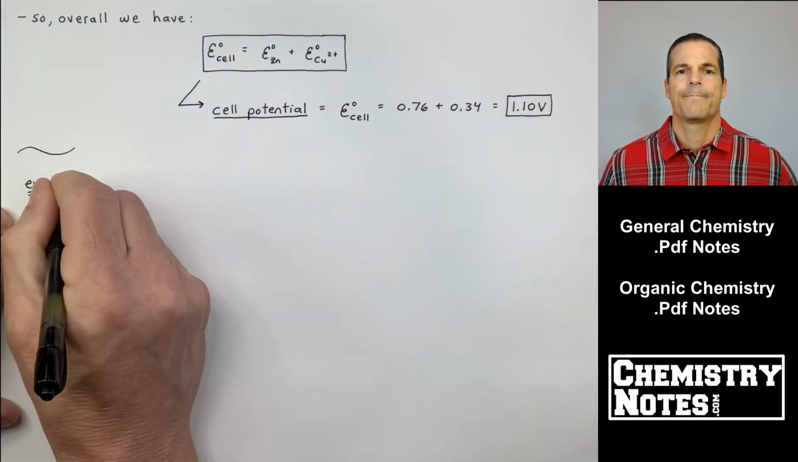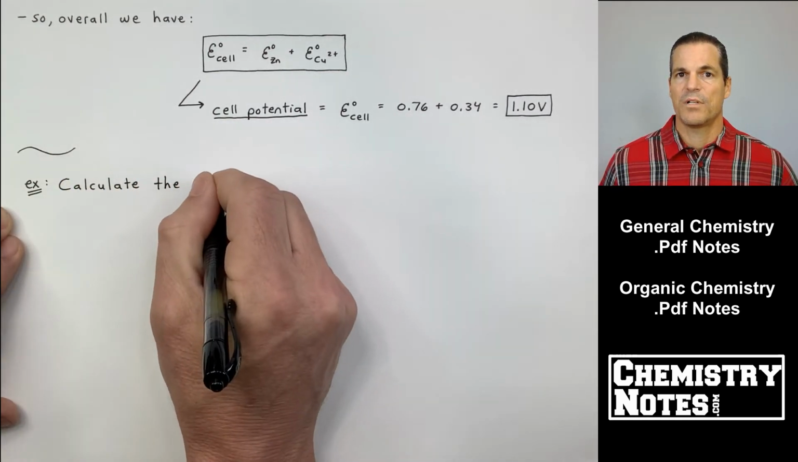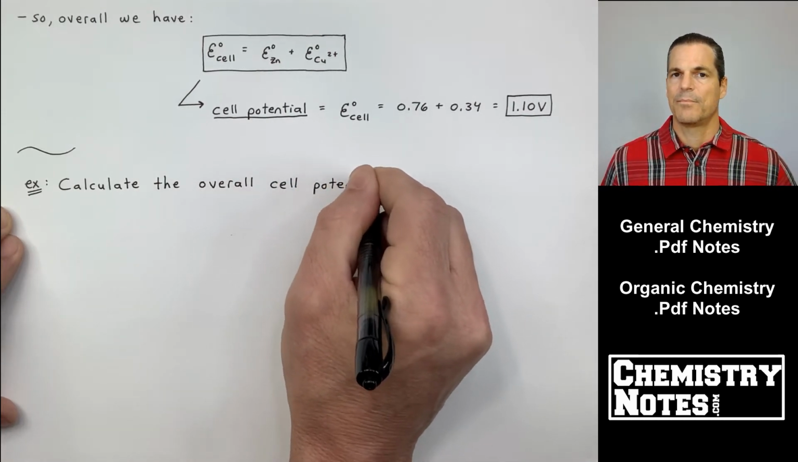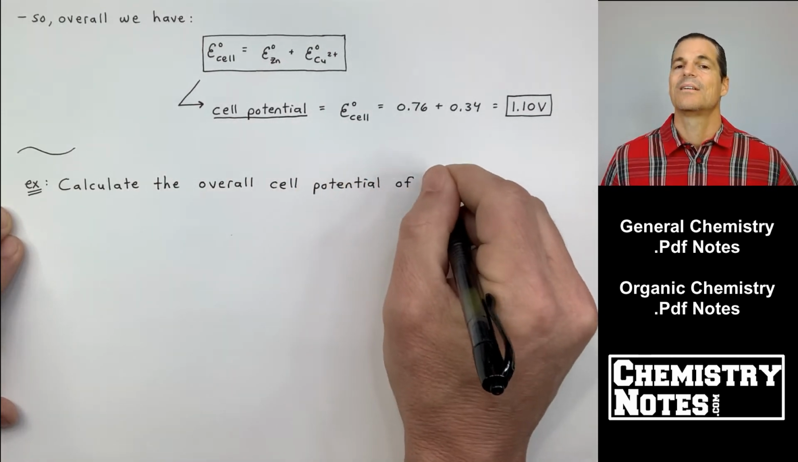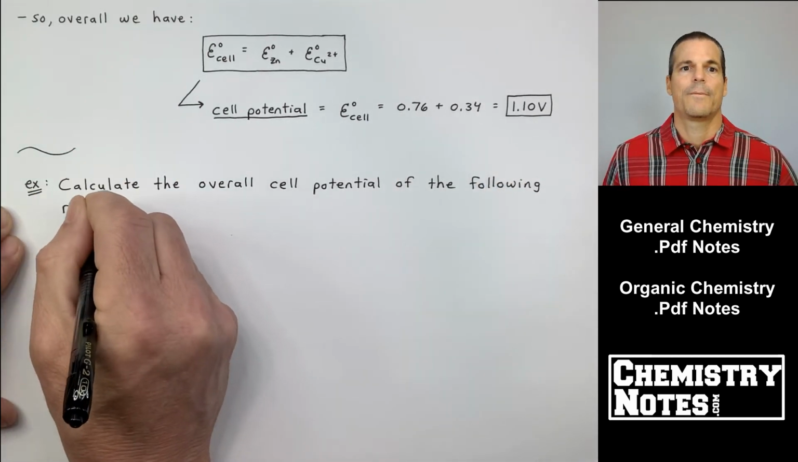All right? So when I looked up the standard reduction potentials in table 17.1, I had to flip one of those, and that was the 0.34. It was a minus. I used it as an oxidation, so it becomes a plus 0.34.